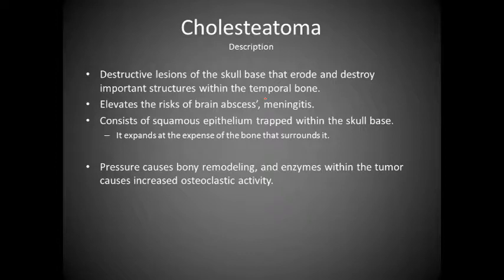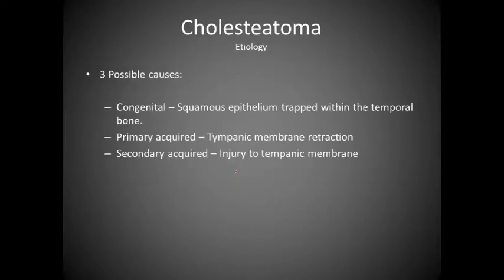Pressure causes bone remodeling, and enzymes within the tumor cause increased osteoclastic activity. Once again, osteoclastic means breaking down. Osteoblastic means building up. So it causes the bone to be broken down without actually building it up. This is a result of squamous epithelium simply being trapped. Because it's trapped, the cells divide and expand, causing bone remodeling. What we mean by bony remodeling here is basically osteoclastic activity. Usually bony remodeling is a result of both osteoclastic and osteoblastic activity, but in this case it's just the bone being broken down.